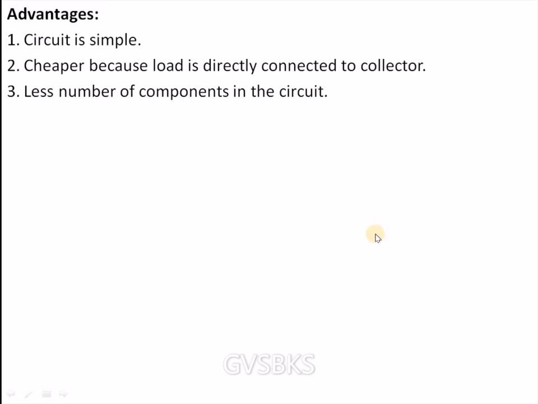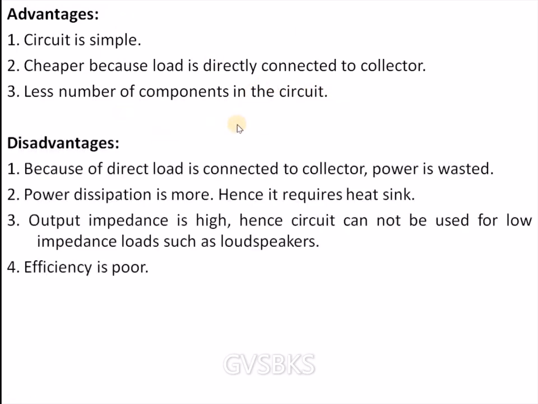If you see the advantages of class A power amplifier, the circuit is simple because it is just a fixed bias CE amplifier, and it is cheaper because the load is directly connected to the collector. We are not using any coupling devices. Less number of components in the circuit. Disadvantages: because the load is directly connected to the collector, more power is wasted. The power dissipation is more because we are using a resistor, hence it requires a heat sink.